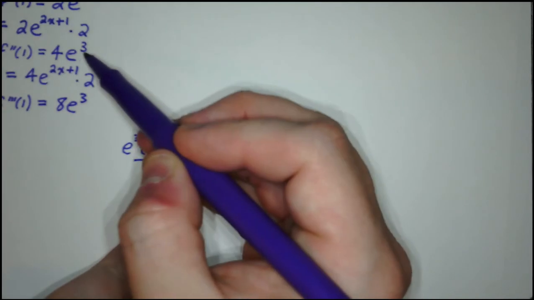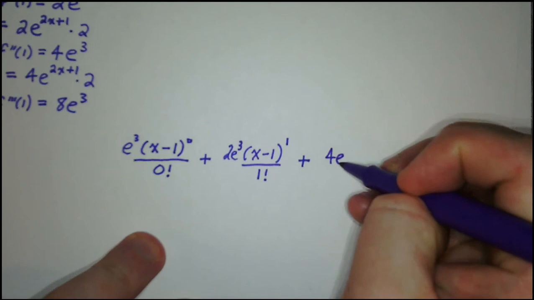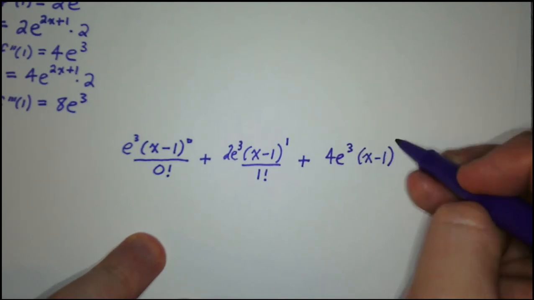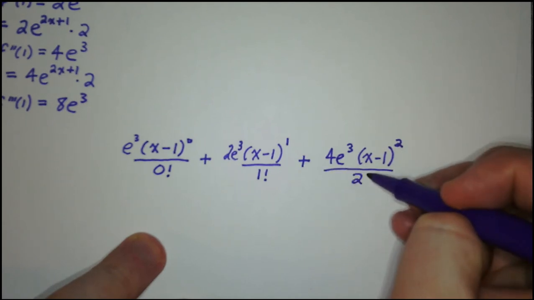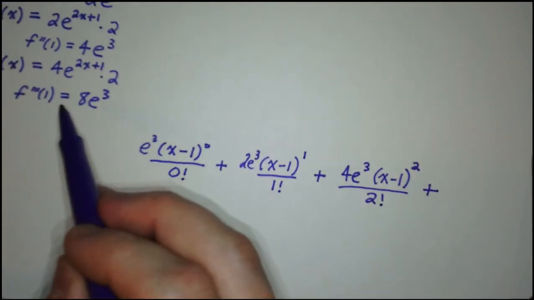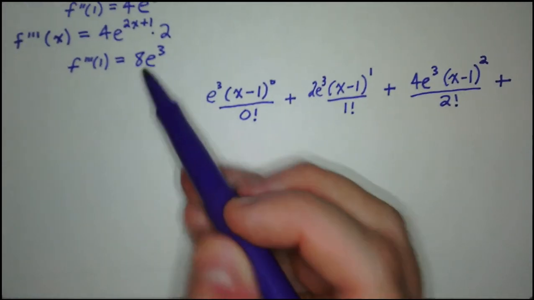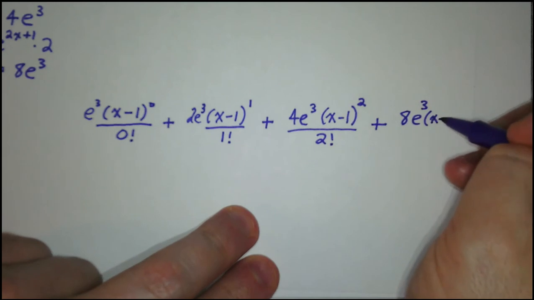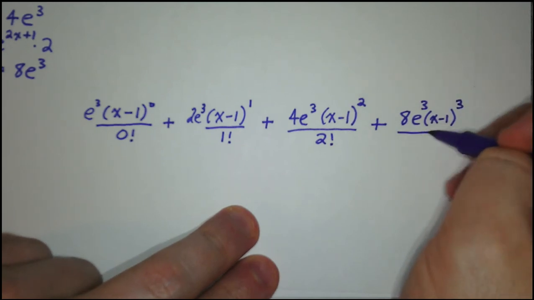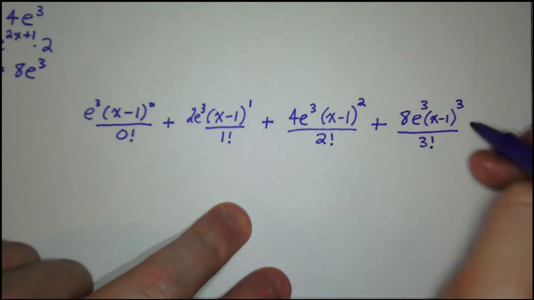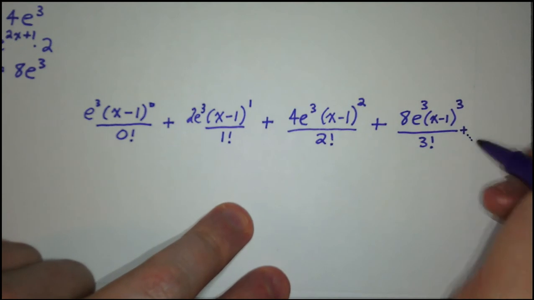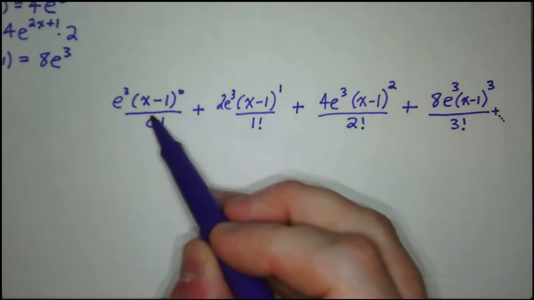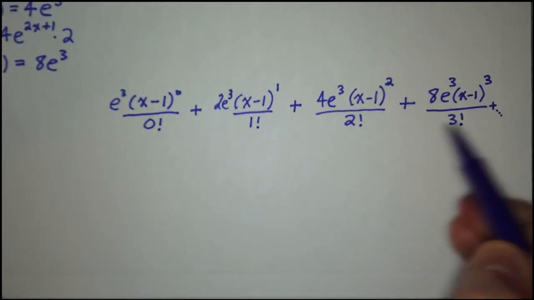For the second order, we're going to have 4e to the 3rd along with our x minus 1 to the 2nd power all over 2 factorial. And then for our 3rd degree, we're going to have 8e to the 3rd, x minus 1 to the 3rd all over 3 factorial. Now I'm pretty much out of room, but that keeps going literally forever. These terms would be like the 3rd order Taylor polynomial.